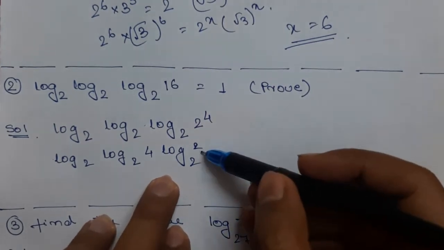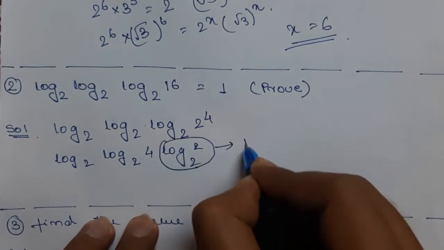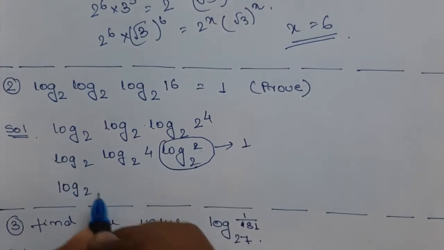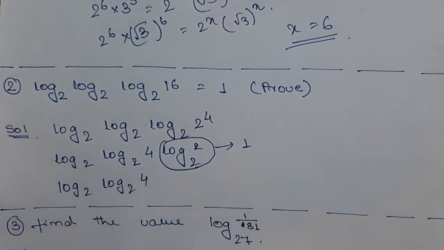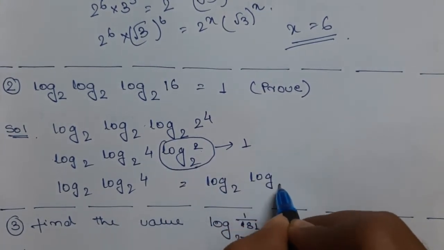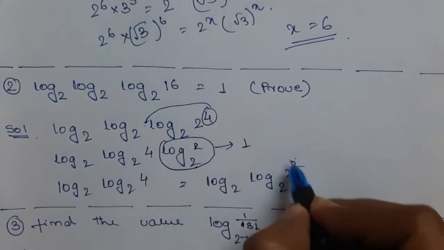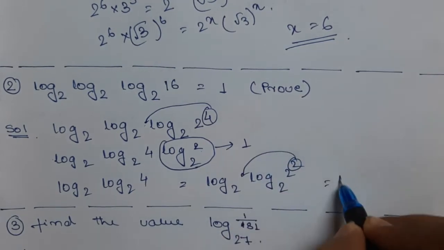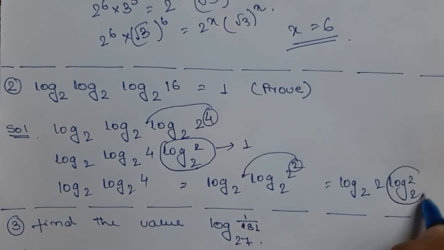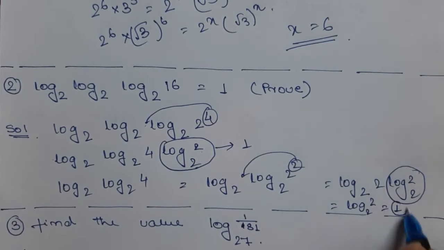And we know log a to the base a is 1, so this value changes to 1, right? So what is remaining now? Log 2. Similarly, we can write log 4 as log 2 to the power 2. Similarly, we are writing this here according to the property, and this gives 1. Okay, what is remaining here? Log 2 to the base 2, and it will give 1, so it is proved.